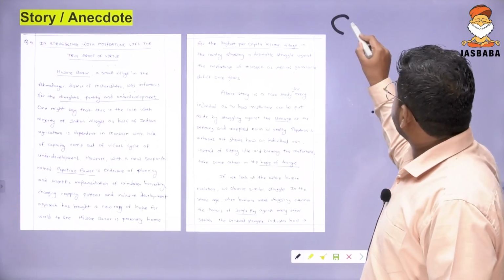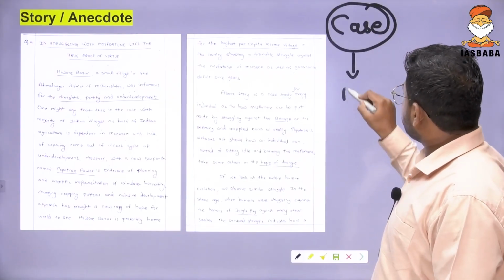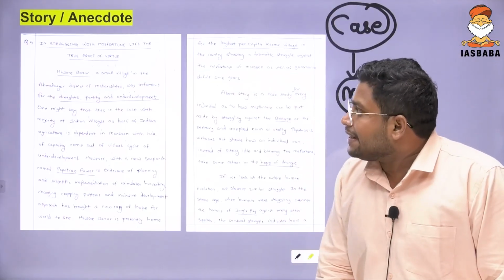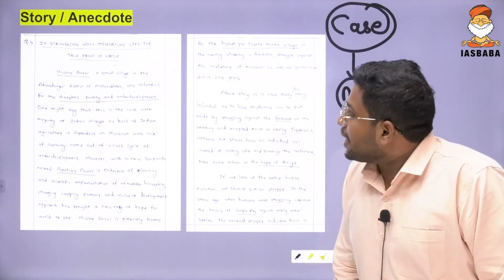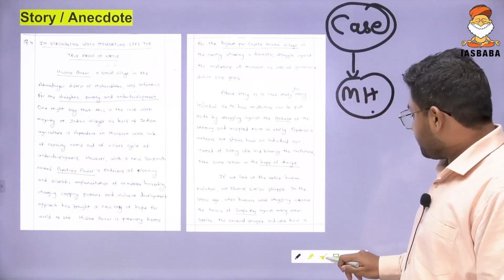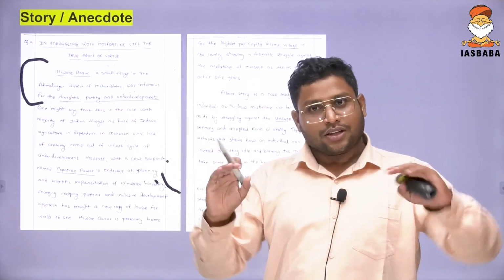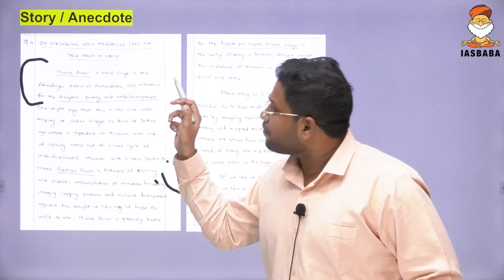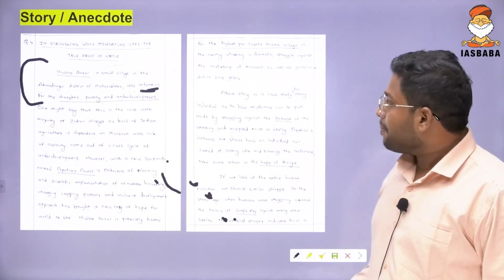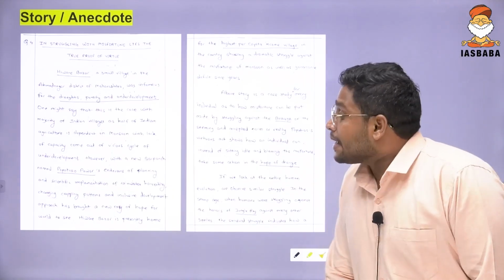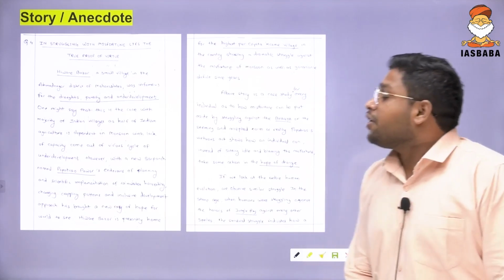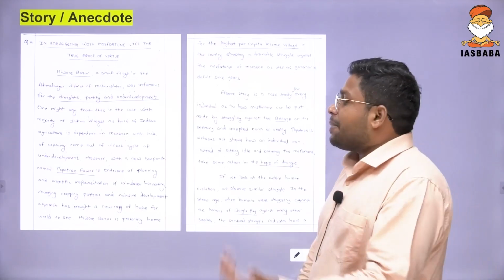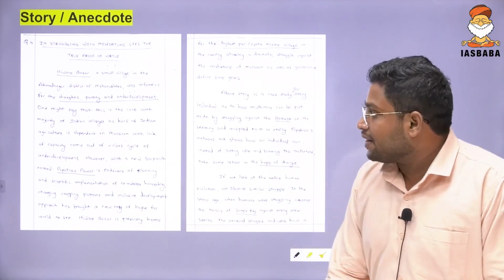So, here is a case from Maharashtra. Hivre Bazar, a small village in the Ahmednagar district of Maharashtra, was infamous for droughts, poverty and underdevelopment. Very good line. So it's a story, just like you must have been reading in childhood. One might say that this is the case with the majority of Indian villages, as half of Indian agriculture is dependent on monsoon, with lack of capacity to come out of the vicious cycle of underdevelopment.